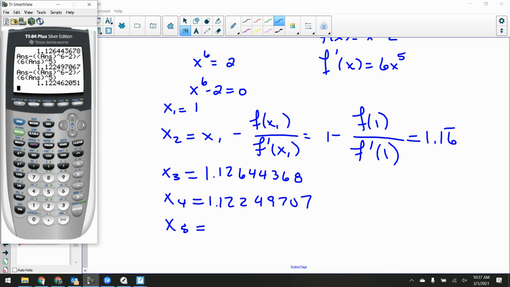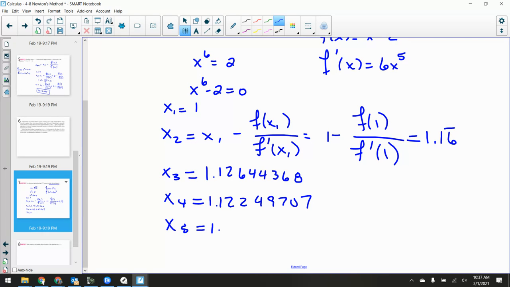Okay, 0.5, yep. 1.12246205. Okay, how many am I good to now? Let me highlight it so you see what I'm talking about. So I was 1.12 here. Now I'm at 1.1224. I'm good to 4 decimal places out right now. Let's keep it going.